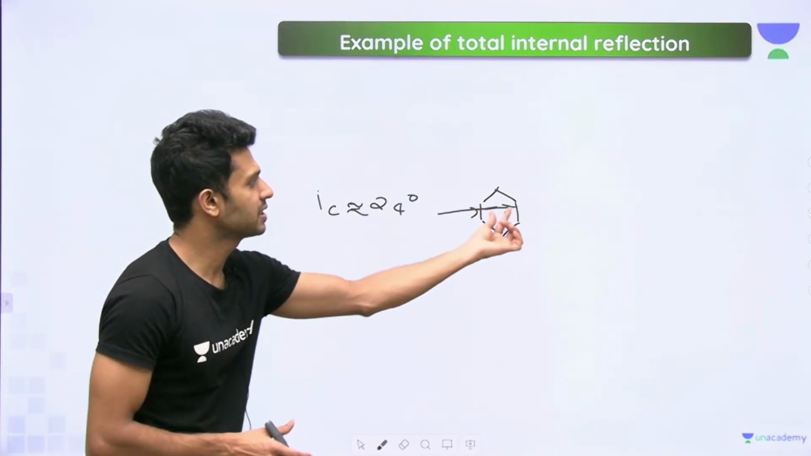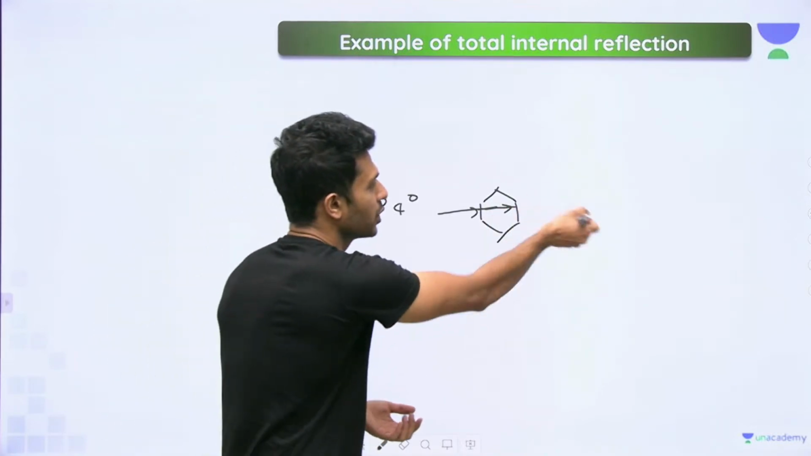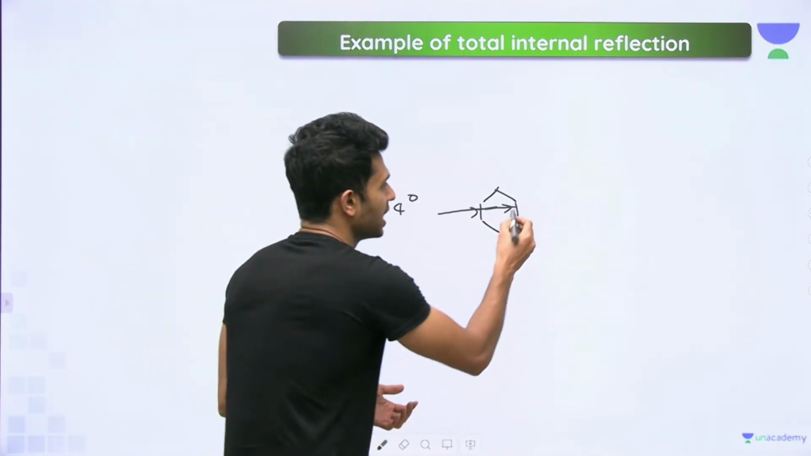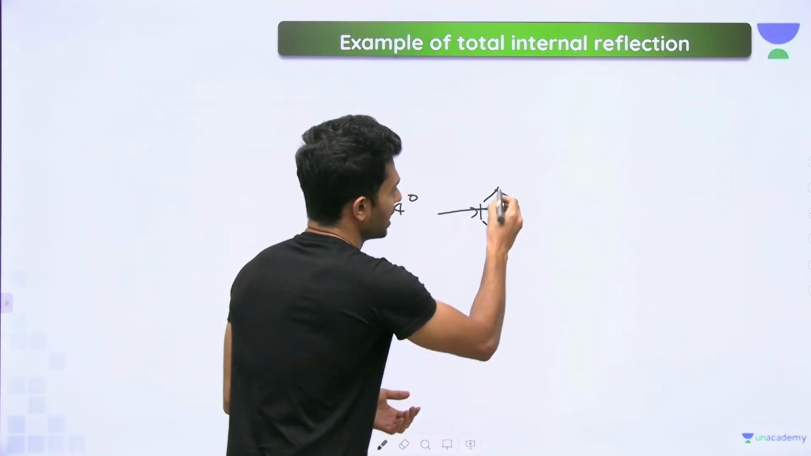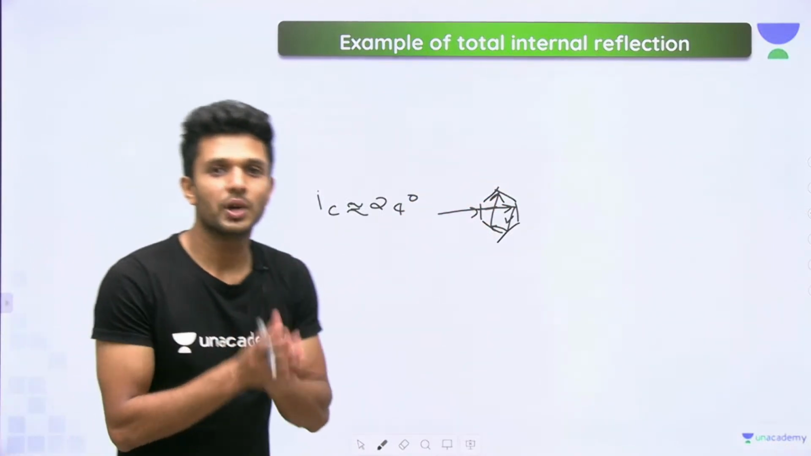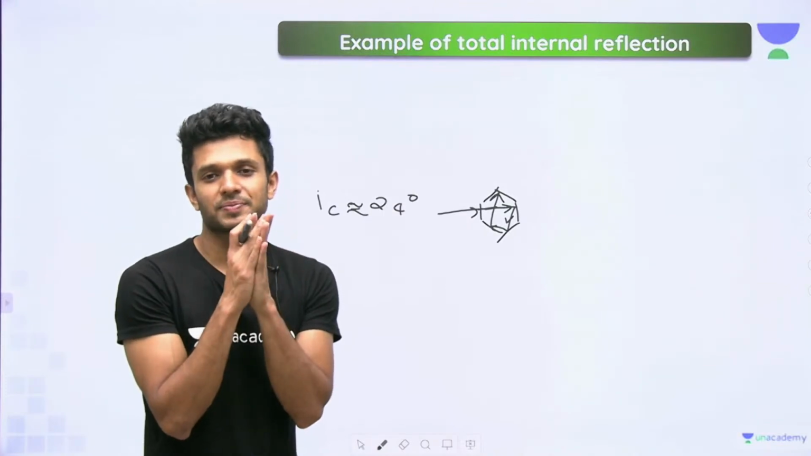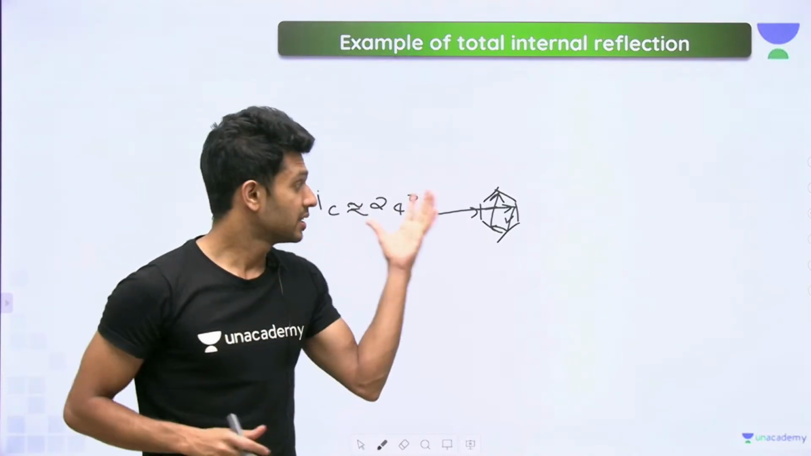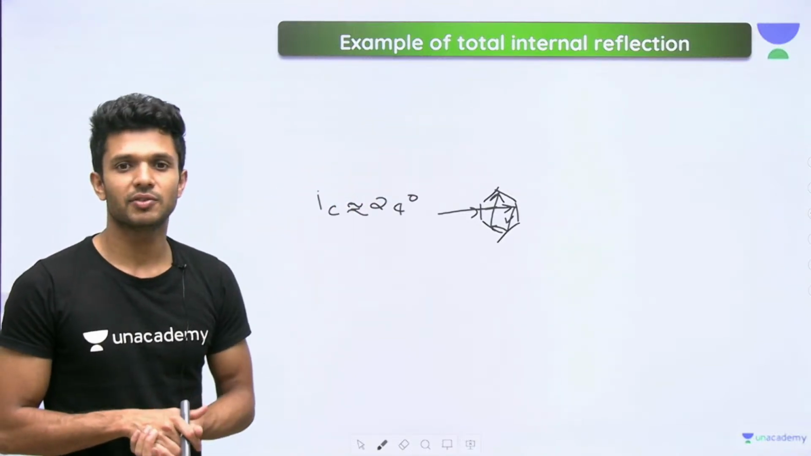If the angle of incidence on the surface is greater than 24 degrees, what happens? Will it be going out of the diamond? No, it will keep on undergoing total internal reflection. It will be undergoing multiple total internal reflections within that diamond material, which will make it sparkle. Okay, this is another place where you can see the usage of total internal reflection.